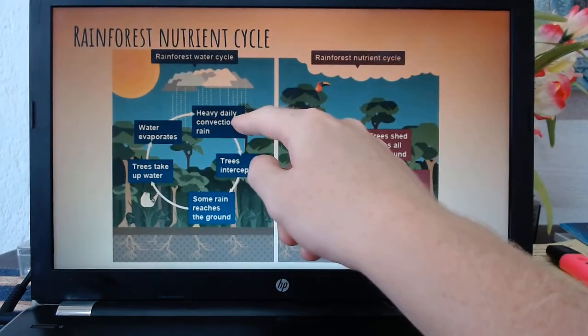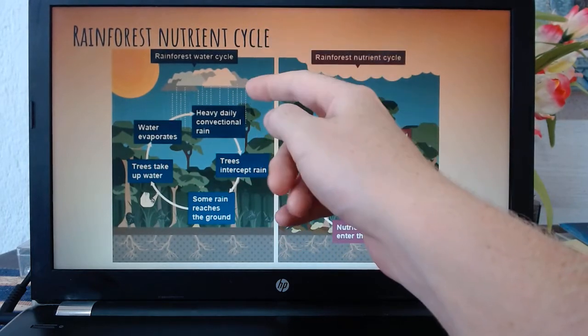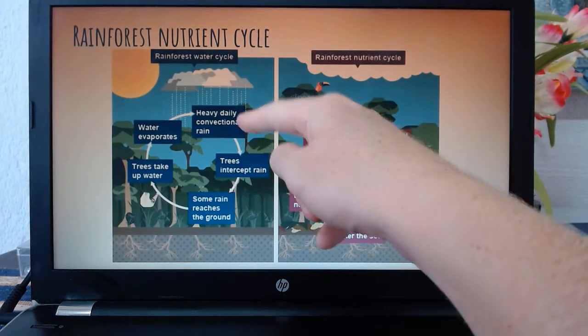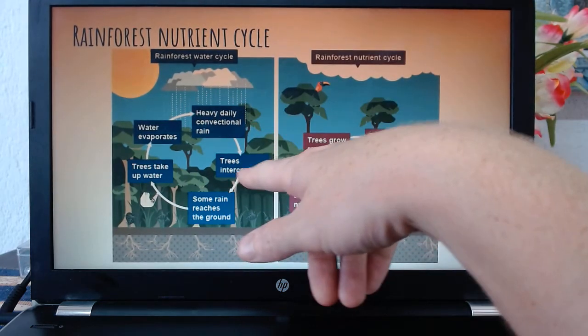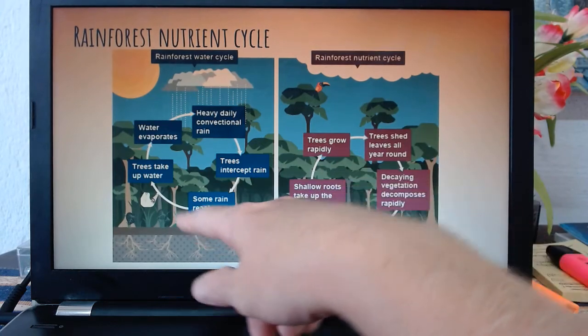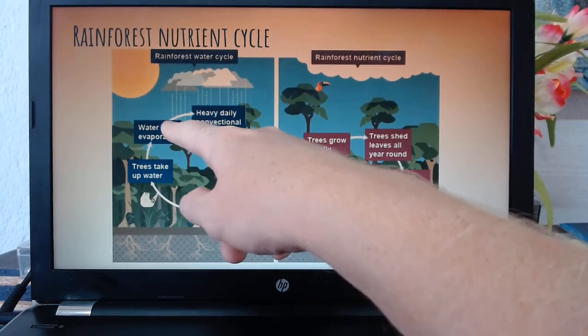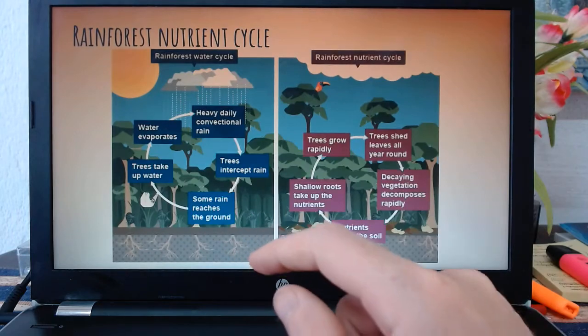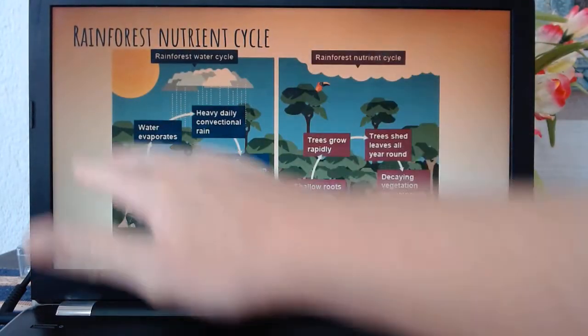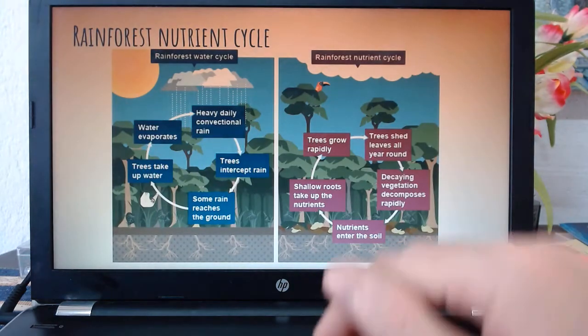First of all, heavy daily rain, because there's a lot of rising air which condenses. At the equator it makes clouds and it rains. The trees catch the rain. Some rain reaches the ground. The trees take that up through the roots. The water evaporates or comes out of the trees in transpiration back into the sky, and so on. So this water cycle continues in the rainforest.